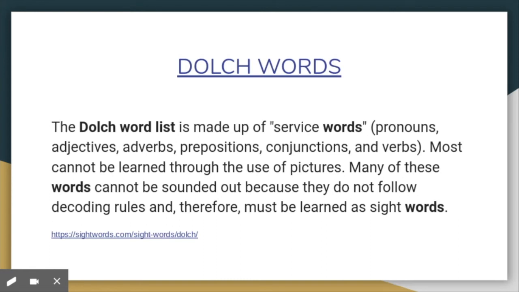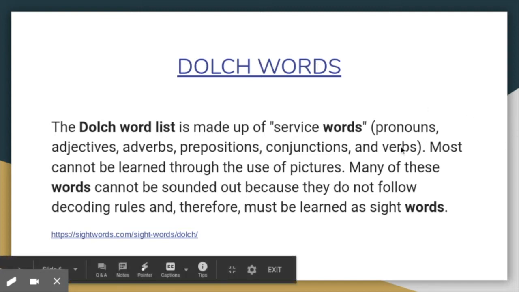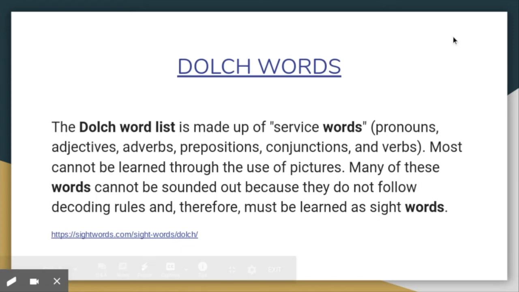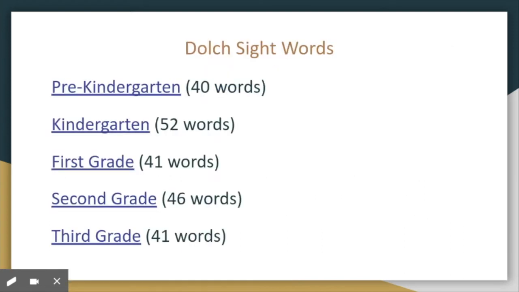I also use DOLCH words to determine where to place my students. Many of these words cannot be sounded out because they do not follow decoding rules and therefore must be learned as sight words. The top title and the bottom have a link to the DOLCH words page for you. This slide contains links to each DOLCH word list. I have linked each grade level list on here for easy access.